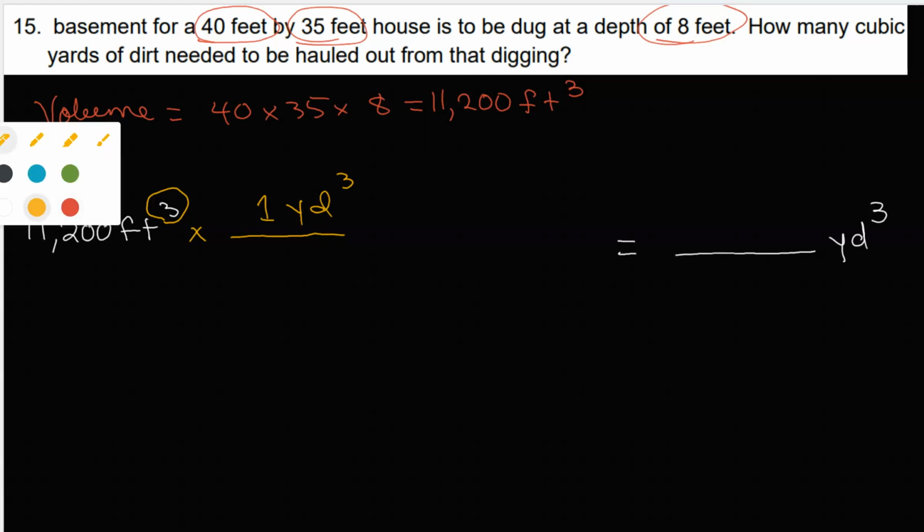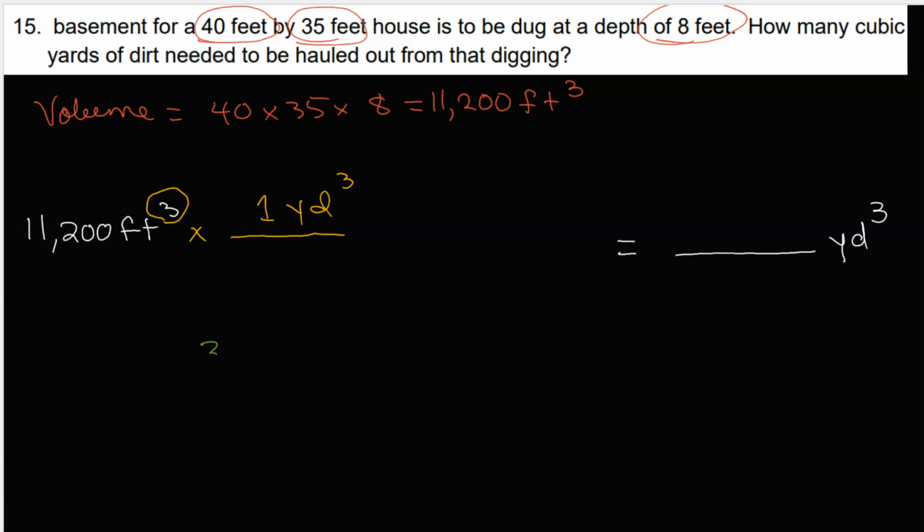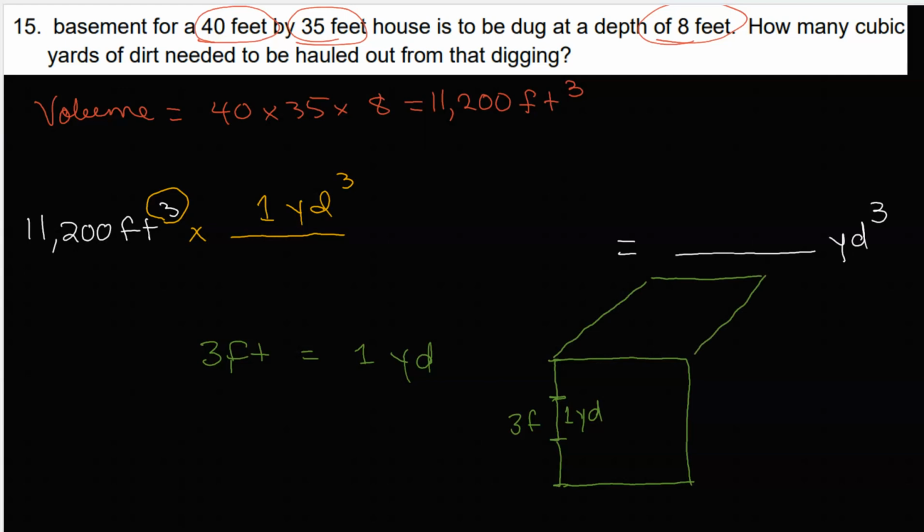So the idea here is we know that 3 feet is 1 yard, right? So for cubic foot, I'm going to go ahead and draw that out. Here you go. 1, 2, 3. 3 feet is 1 yard. So that's what that picture just said. Now, cubic, like literally think of a cube, right? Think of a cube. A cubic yard is this. Okay, here's a visual for that.